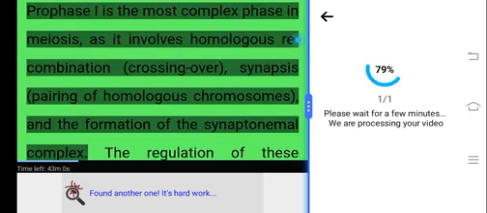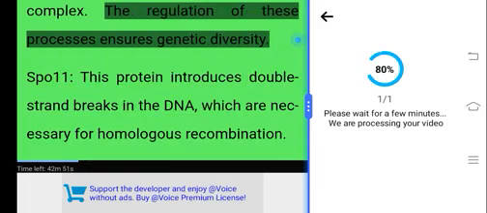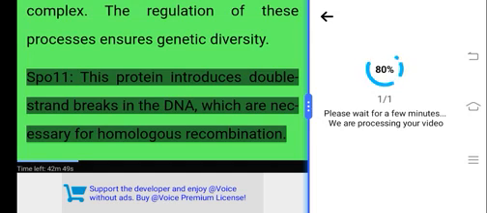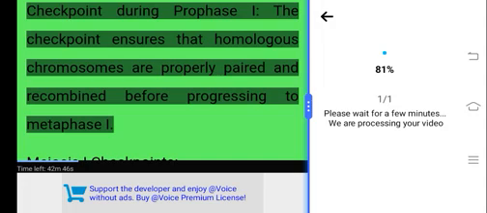Regulation of meiosis I. Prophase I is the most complex phase in meiosis, as it involves homologous recombination, crossing over, synapsis, pairing of homologous chromosomes, and the formation of the synaptonemal complex. The regulation of these processes ensures genetic diversity. SPO11. This protein introduces double-strand breaks in the DNA, which are necessary for homologous recombination. Checkpoint during prophase I. The checkpoint ensures that homologous chromosomes are properly paired and recombined before progressing to metaphase I.